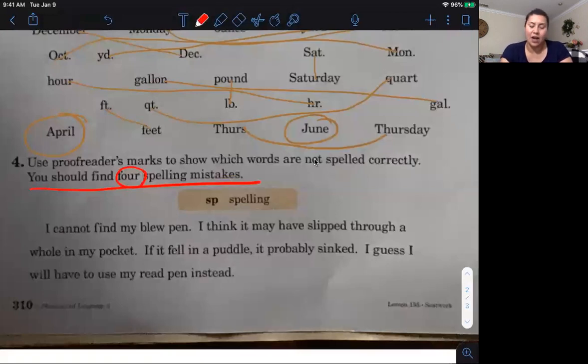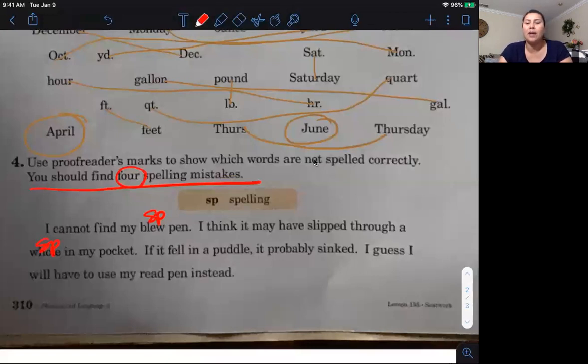Well, I cannot find my blue pen. Well, that's like I blew a bubble, not like the color blue. So that's 1. I think it may have slipped through a hole in my pocket. Well, that is like a whole number or a whole pie, the whole thing. So that's wrong. You're looking for HOLE, like a hole in your pocket.